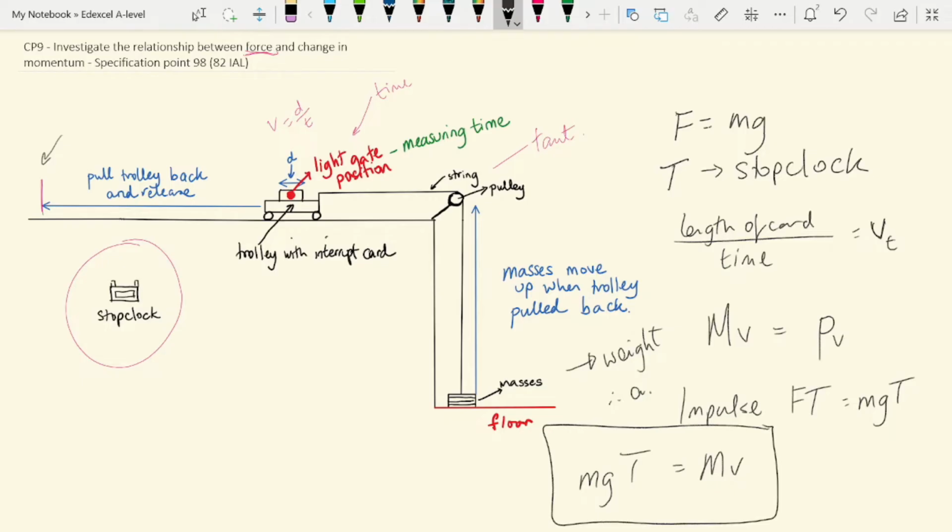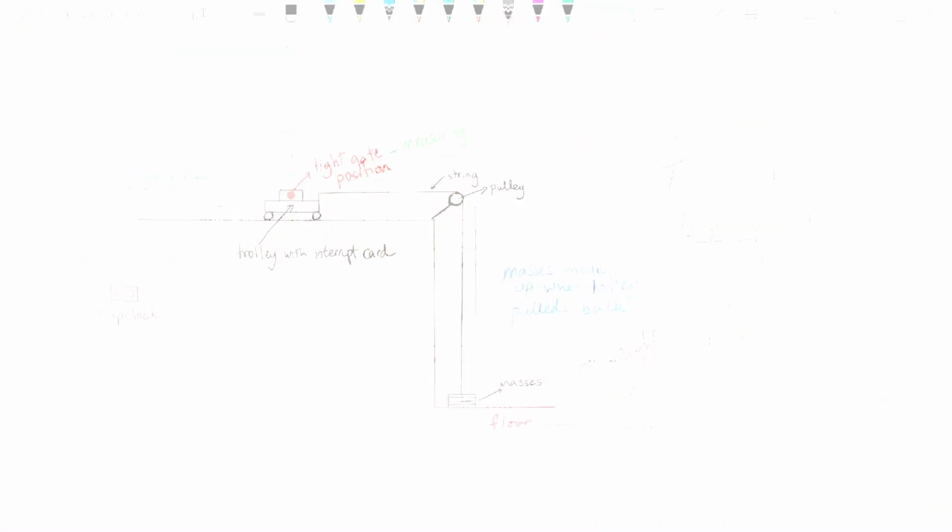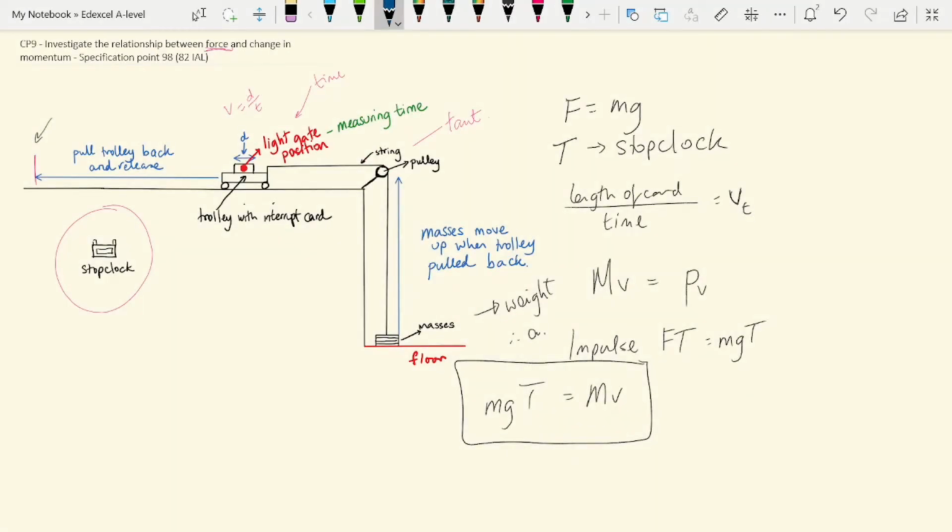And that is the relationship that we're exploring here. So what are we going to change and what are we going to measure? Well, we are going to change the m, the masses, right there. So you're going to start with the lowest mass, and you're going to increase those so that you get greater acceleration, greater change in momentum, and you're going to see what happens.